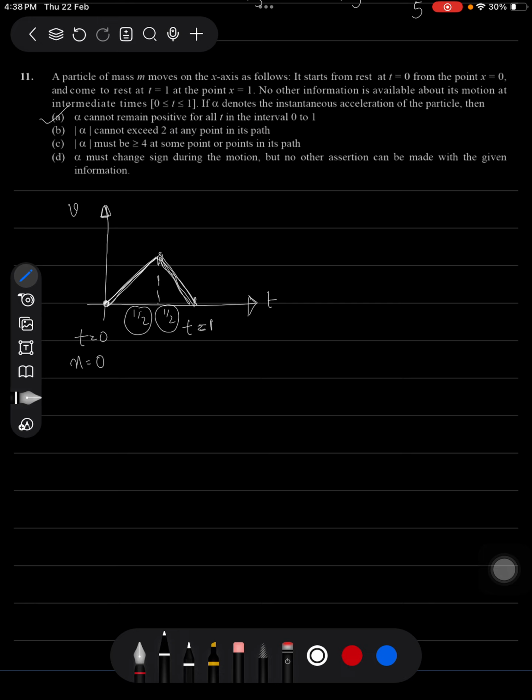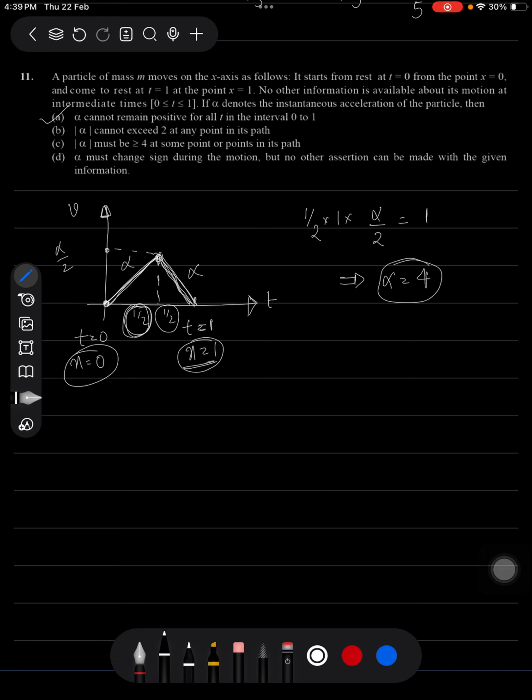About B, C and D, let us see some maths here. Let us assume it is accelerating with alpha and decelerating with alpha. This V max is going to be, from V equal to U plus at, alpha by 2, since for half a second it is accelerating. The total area under the V versus t graph should be 1, because it starts at x equal to 0 and ends at x equal to 1. So half into base 1 into height alpha by 2 equals 1, which implies alpha equals 4. Alpha can be 4, right?